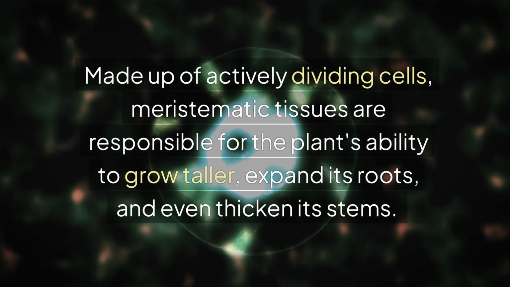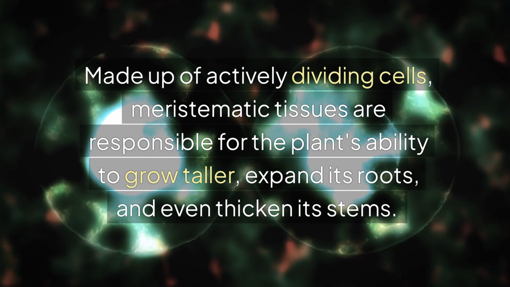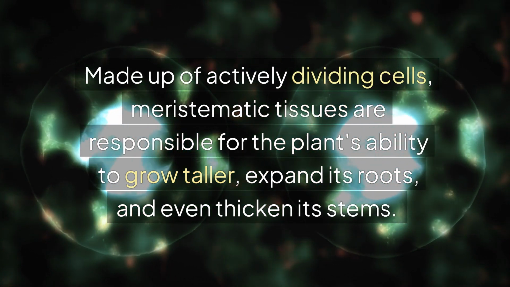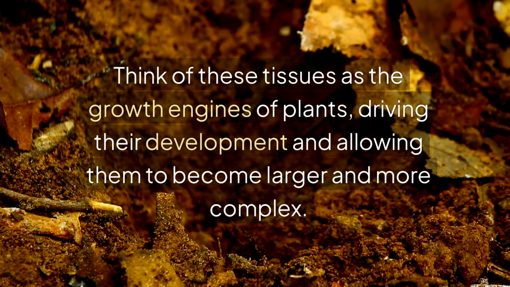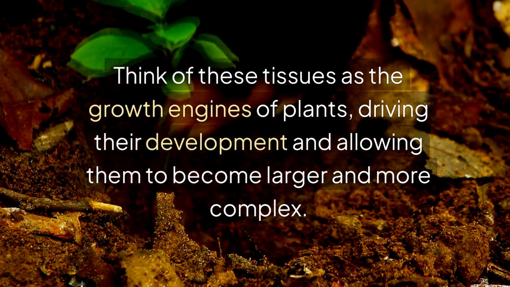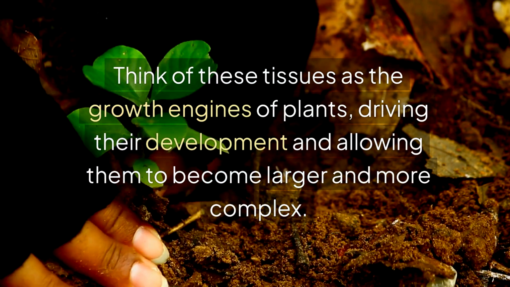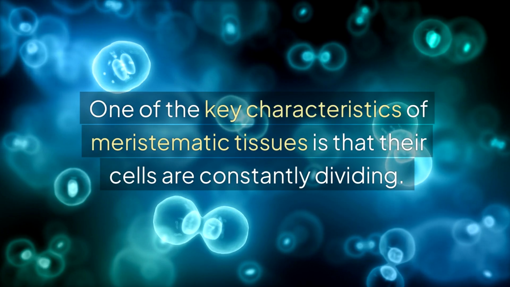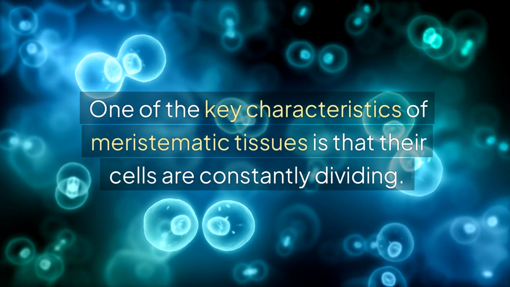Made up of actively dividing cells, meristematic tissues are responsible for the plant's ability to grow taller, expand its roots, and even thicken its stems. Think of these tissues as the growth engines of plants, driving their development and allowing them to become larger and more complex. One of the key characteristics of meristematic tissues is that their cells are constantly dividing.